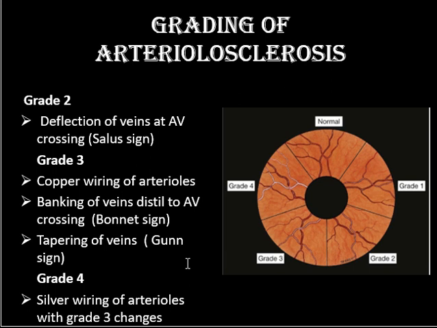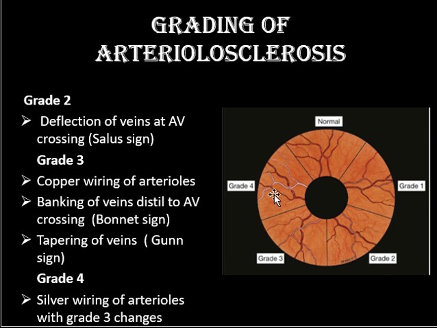And the third one is Gunn sign, tapering of the veins. The veins are tapered along with the crossings. Here we see there is more dilated blood vessels, dilated vein, but close to the arterioles. You know, this is like the tip of a pen. This is more tapering here.